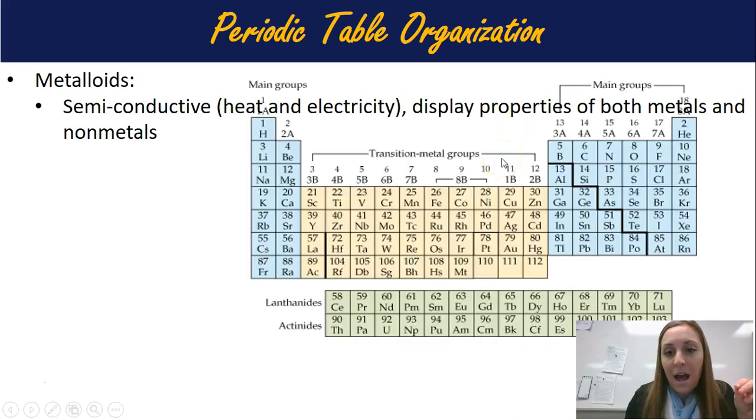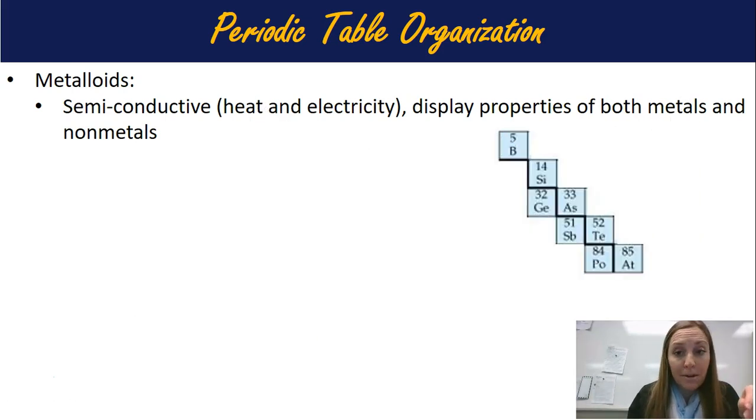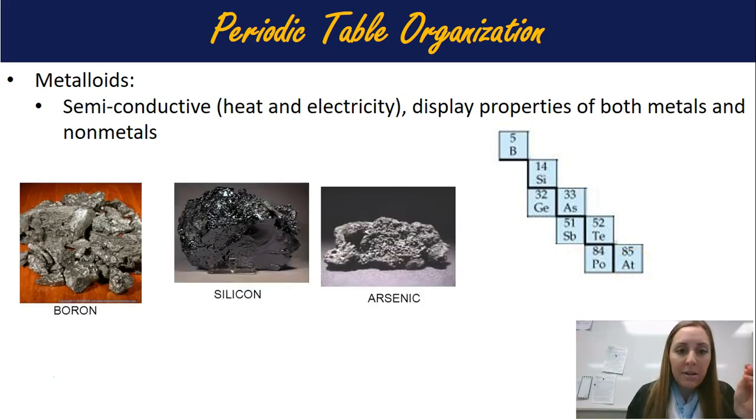The only one you want to be cautious of is aluminum. Notice aluminum touches the steps but is not a metalloid. Aluminum is a pure metal. So if we're touching the staircase, those are all your metalloids, and those have metal and non-metal characteristics.